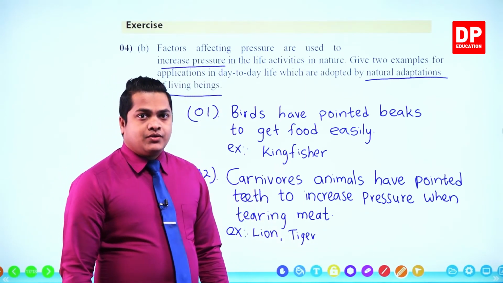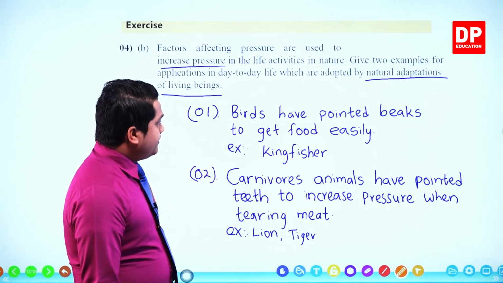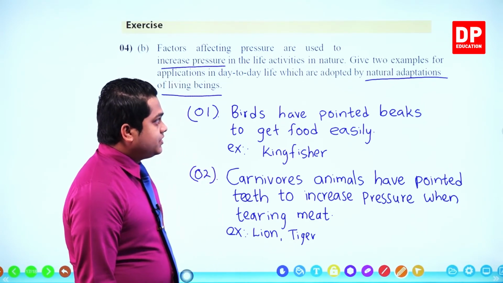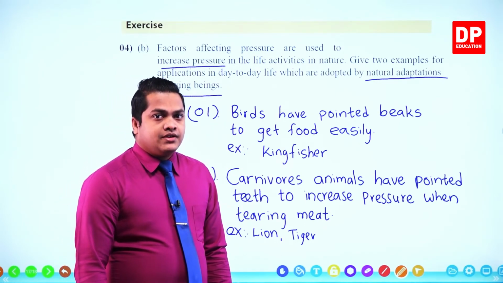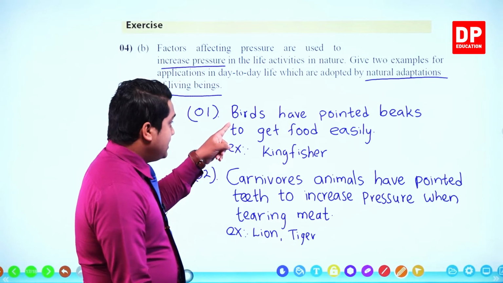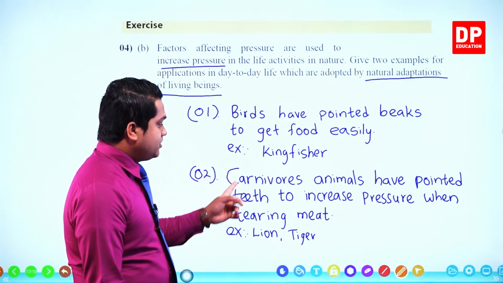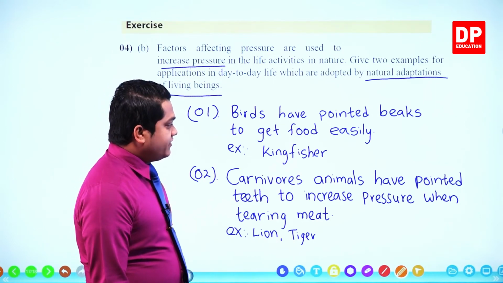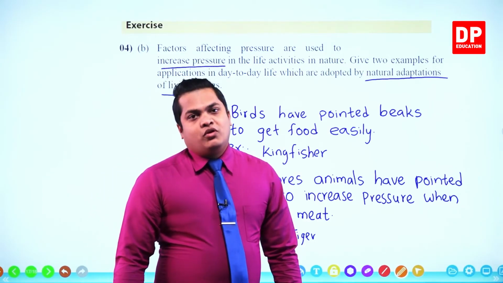So these are the two places where we can observe these natural adaptations in order to increase the pressure. Number one is birds have pointed beaks to get food easily. Example, kingfisher. Right? Number two, carnivorous animals have pointed teeth to increase pressure when tearing meat. Examples, lion and tiger. Right, then we'll move on to the next question.